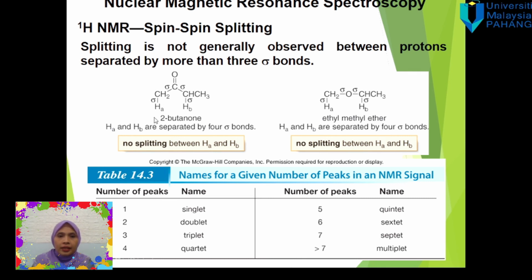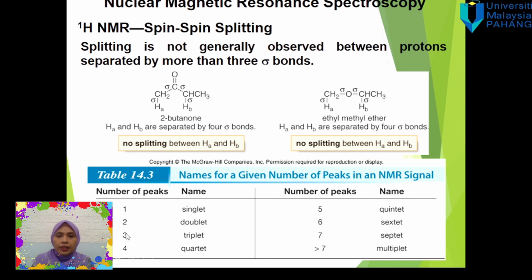And so no splitting between HA and HB. HB should have a splitting because they have this one. Some mistakes here. Only HA has no splitting. And for this one, HA no, HB has splitting. Why? Because HB has a neighboring proton here.